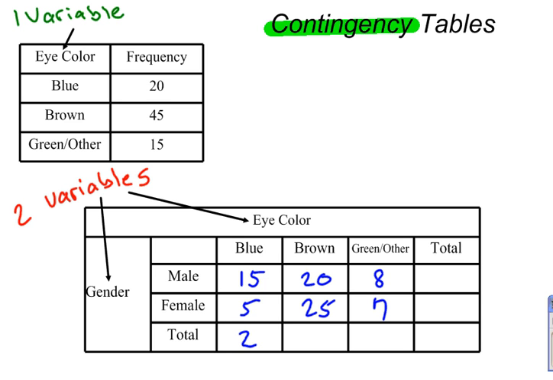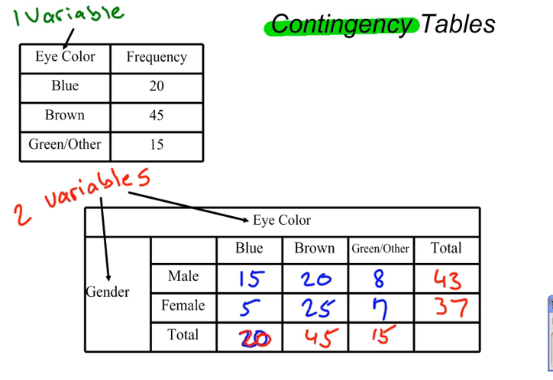So once again, here we have our 20. Change that to a different color, 20. Here's our 45. Here's our 15. And then we can also see the breakdown of males and females. 15 plus 20 is 35. 35 plus 8 gives us our 43. And then 5 plus 25 is 30. 30 plus 7 is our 37.